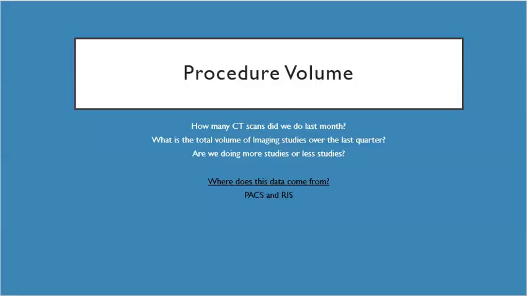Let's start with an easy one, procedure volume. It's used to answer questions like, how many CT scans did we do last month? Are the total number of procedures we do each month increasing or decreasing? And other volume-related questions like that. It's pretty easy to gather that information, and the primary place to get it is from PACS.